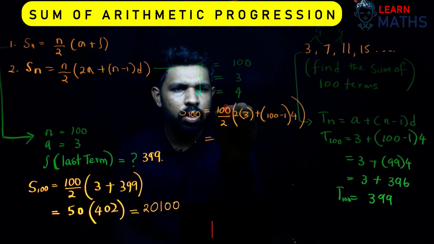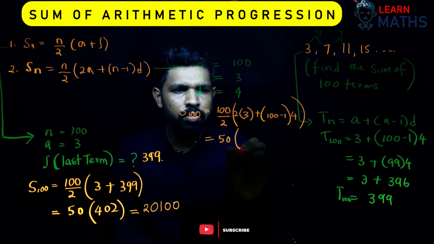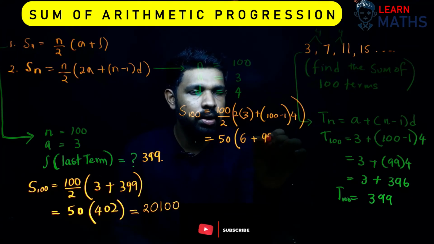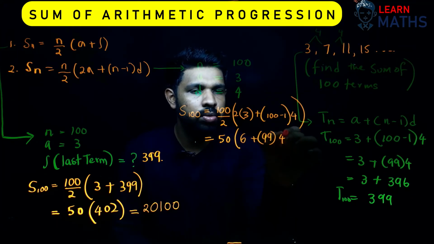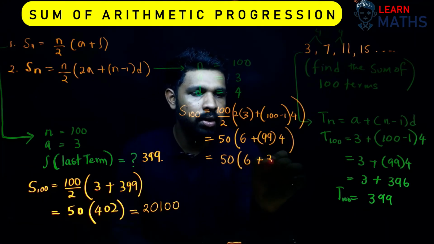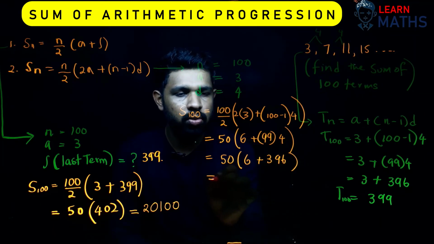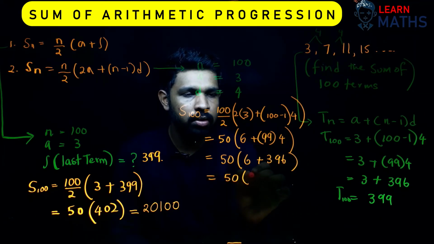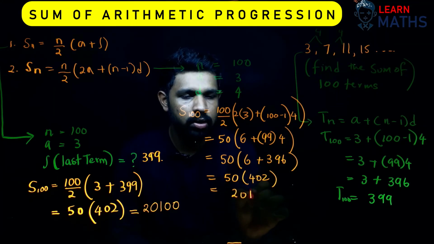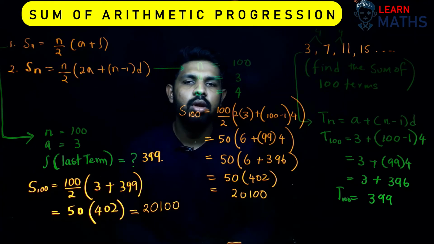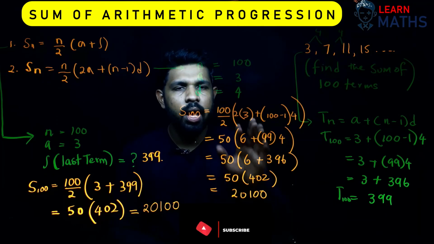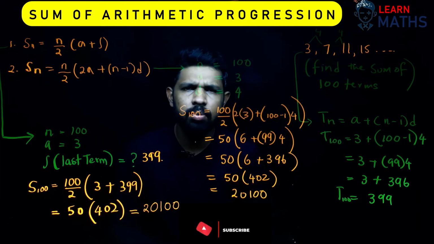This will be equal to 100 over 2, that is 50, then bracket 2 into 3 equals 6 plus 100 minus 1, that is 99 times 4. So this will be equal to 50 times (6 plus 396), equals 50 times 402. So again 50 into 402, that is 20,100. Now you all would have noticed, by using the first formula we got 20,100, and by using the second formula also we got the same 20,100.